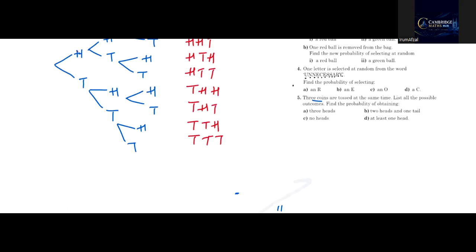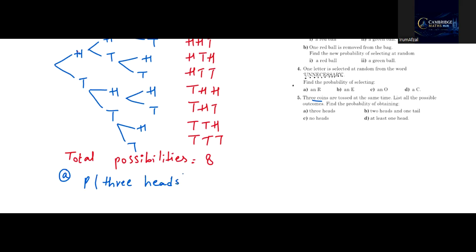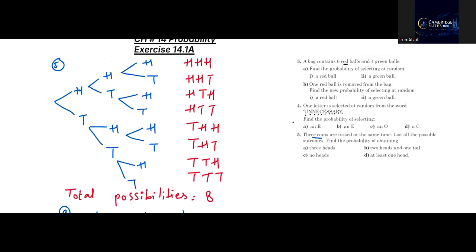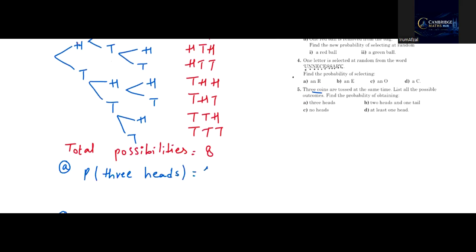Okay. So first of all, total possibilities. There are total 8 possibilities. So in the A part, they are asking the probability of getting 3 heads. So how many times we have 3 heads? If you carefully check all the possibilities, only this is the possibility where we have all 3 heads. Rest are only having either 2 or 1. So 1 out of total 8. So simple as this, okay?